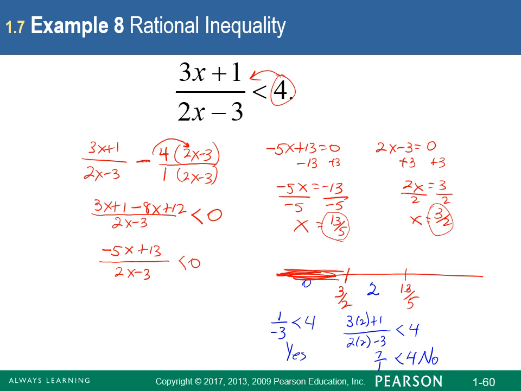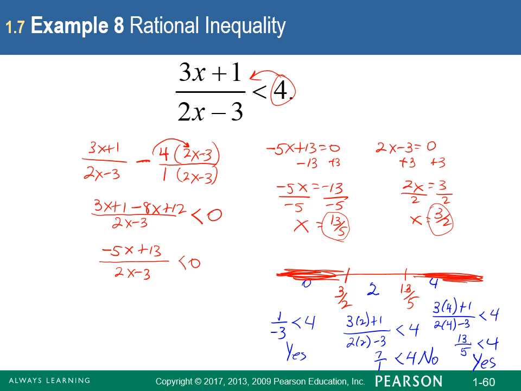This again is 2 3/5, so I could use a 4 and have 3 times 4 plus 1, 2 times 4 minus 3. That's 12 plus 1 is 13. 8 minus 3 is 5. That looks familiar. Is 2 3/5 less than 4? Yes, it is. So we need to shade that region.